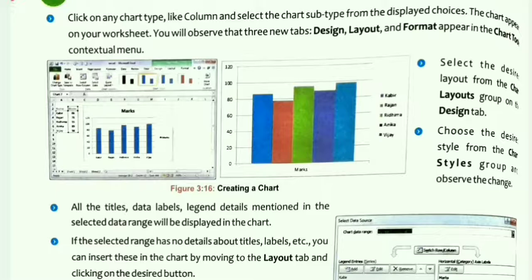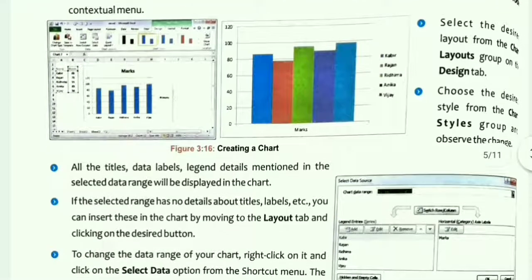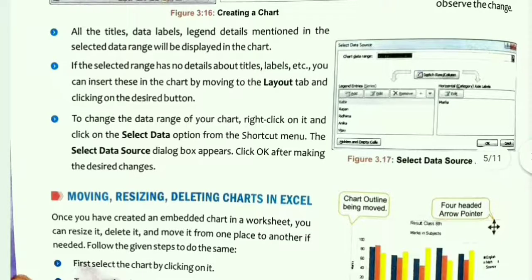All the titles, data labels, legend details mentioned in the selected data range will be displayed in the chart. If the selected range has no details about titles, labels, etc., you can insert these in the chart by moving to the Layout tab and clicking on the desired button. To change the data range of your chart, right click on it and click on the Select Data option from the shortcut menu. The Select Data Source dialog box appears. Click OK after making the desired changes. So in this way you can create a chart.